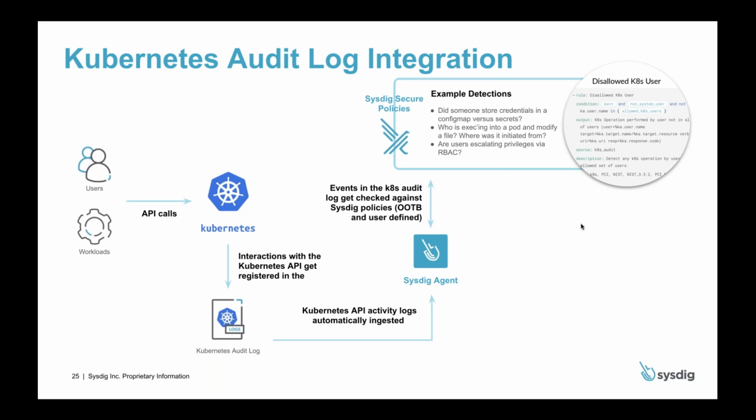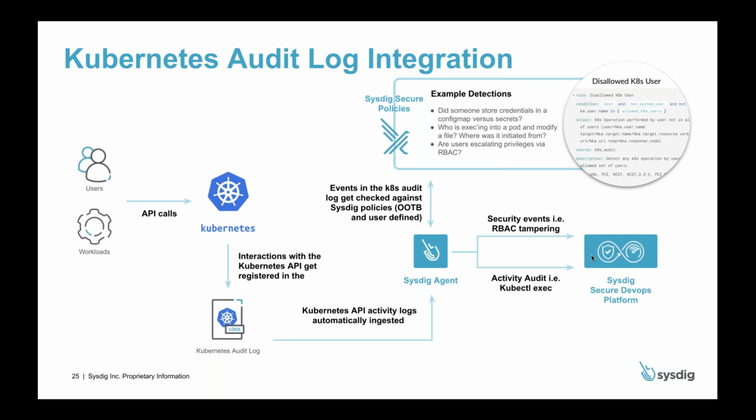So examples here are, did someone store credentials in a config map versus secrets? You can detect on that. If someone is execing into a pod, is a user escalating privilege via RBAC. So really all the control plane detection rules, you can now have a mechanism in place to detect on all of those as well. And again, all these events are sent to the Sysdig platform where you have full visibility and context to investigate and analyze everything from the user all the way down to the system activity.